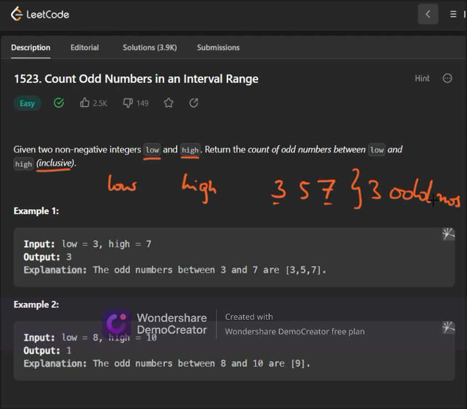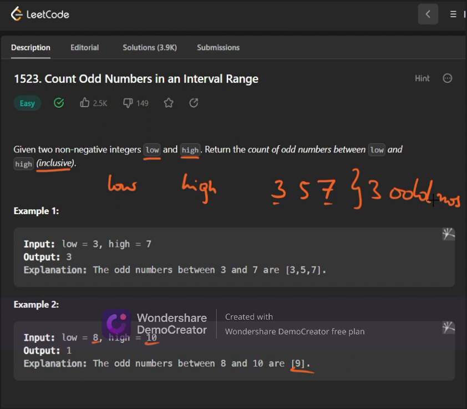Similarly, when we take the range 8 and 10, 8 and 10 are even numbers. There is only one odd number, that is 9.